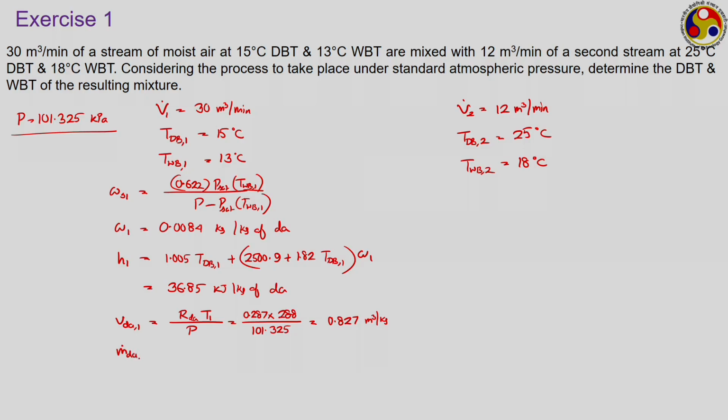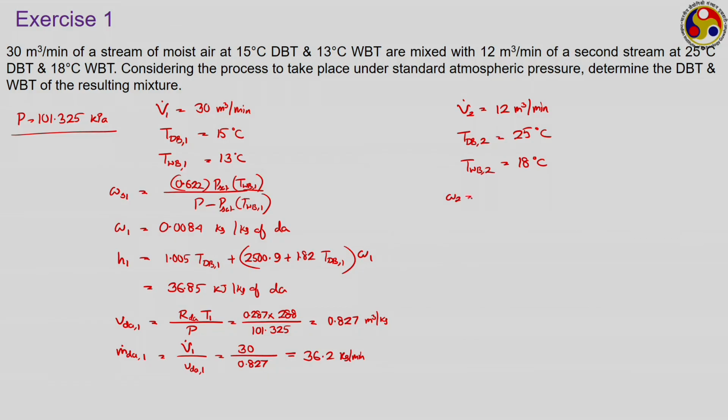Accordingly, the mass flow rate for this dry air part becomes the total volume flow rate for the mixture divided by specific volume for the dry air part. Now, volume flow rate is 30 meter cube per minute divided by 0.827 meter cube per kg, which comes to be equal to 36.2 kg per minute. Just repeat the entire procedure for the second stream.